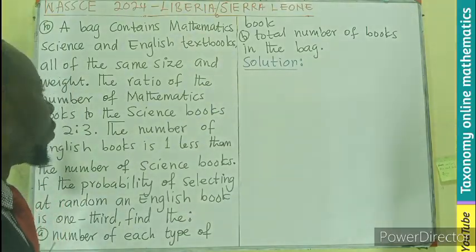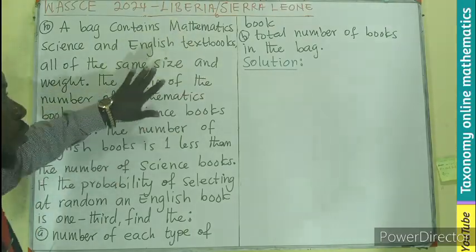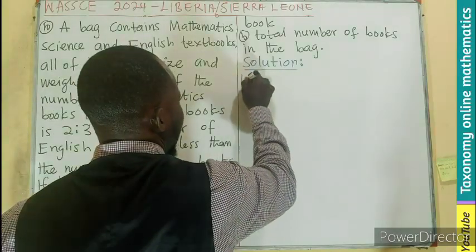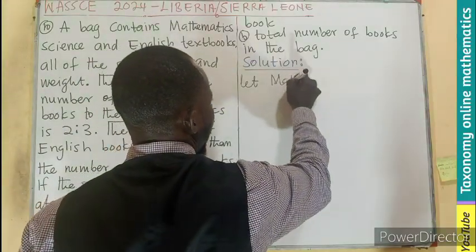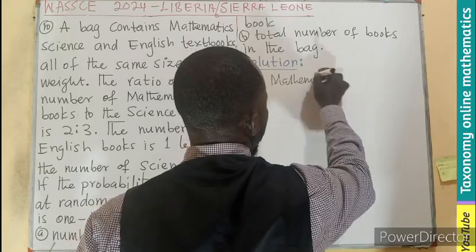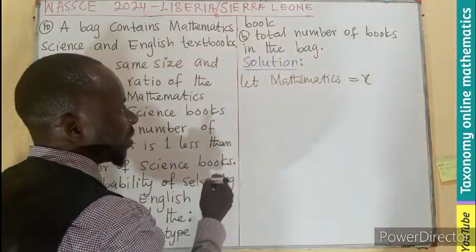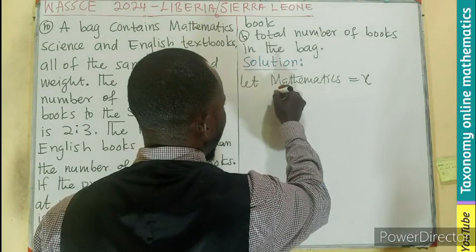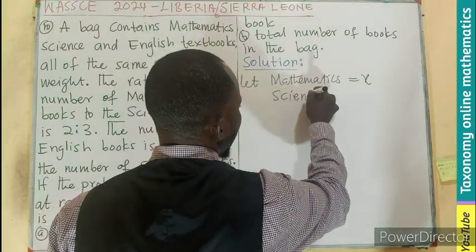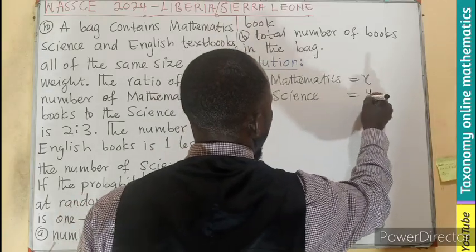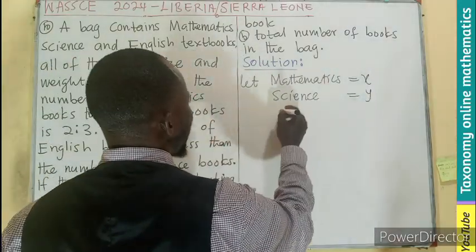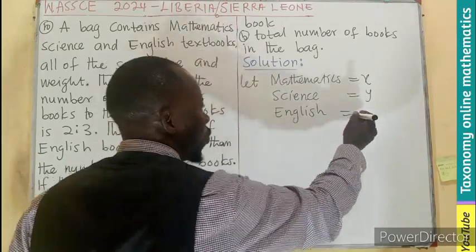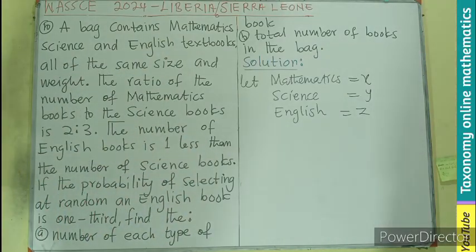So here, let's represent the number of books for each of them separately. Let's say we let the mathematics books be equal to X. Then the next book is science, so we have science equal to Y. The next book is English, equal to Z.